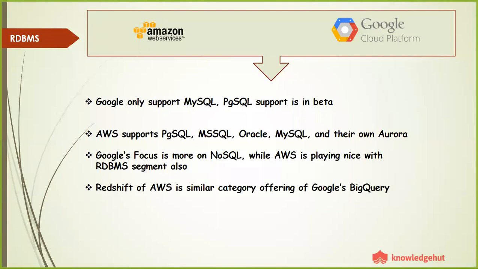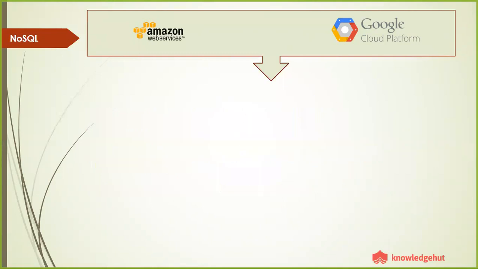Redshift of AWS is a similar category offering to Google's BigQuery. These are really big products from these two big players, which we cannot cover in these slides. Maybe we will have some other webinar for that purpose.